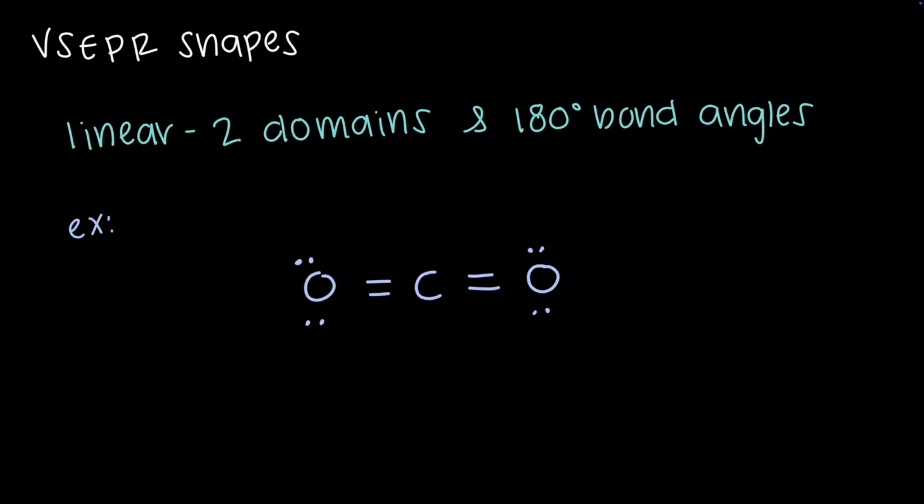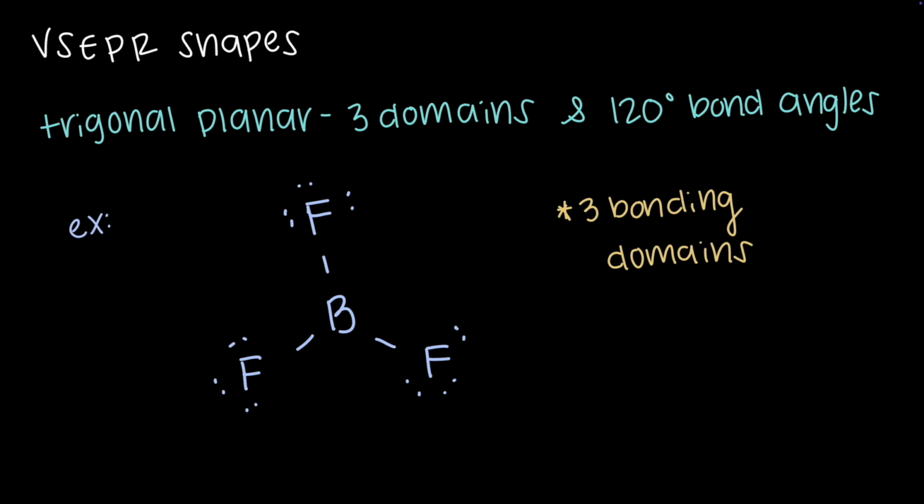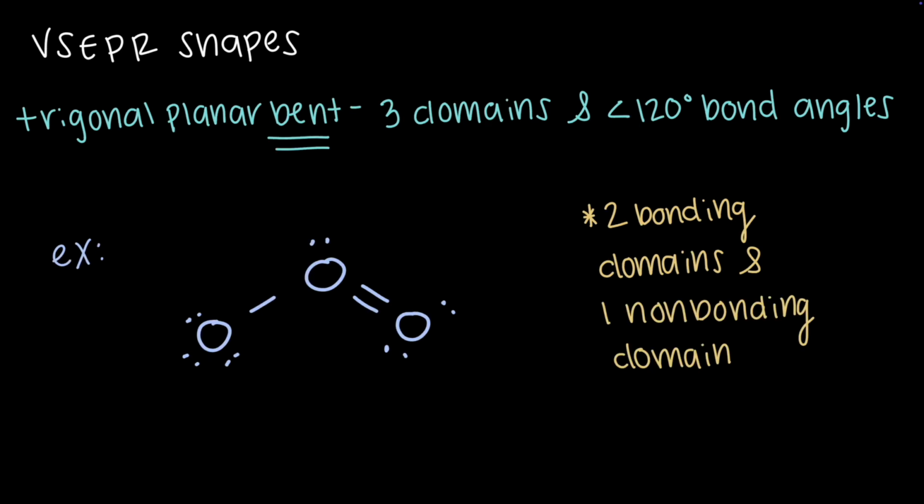The common shapes to review will be linear, with 2 domains and 180-degree bond angles. An example will be CO2. Trigonal planar with 3 domains and 120-degree bond angles. An example will be BF3. Trigonal planar bent with 3 domains, but one of those domains is a lone pair. Trigonal planar bent will still have a bond angle of approximately 120 degrees, but slightly smaller due to the lone pair creating greater repulsion. An example will be O3, also known as ozone.